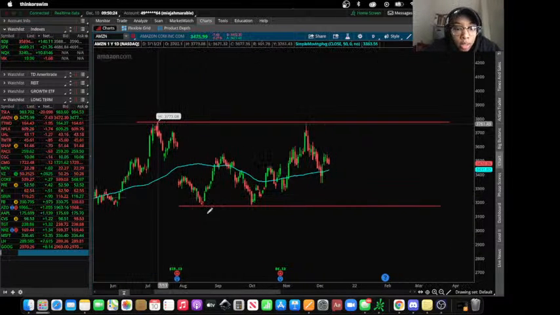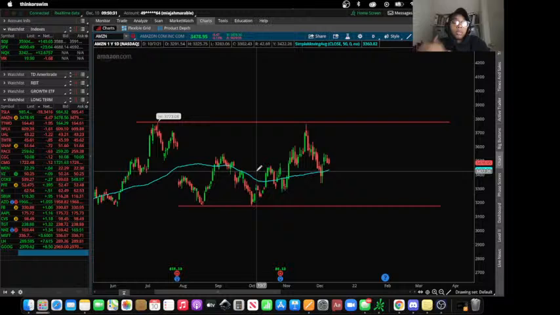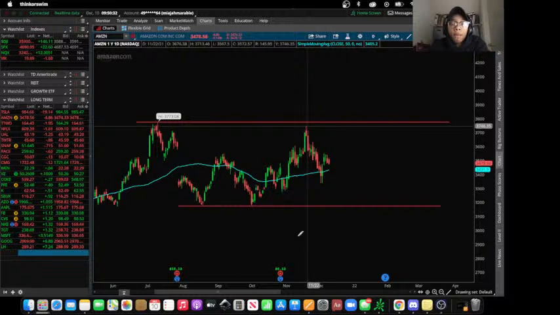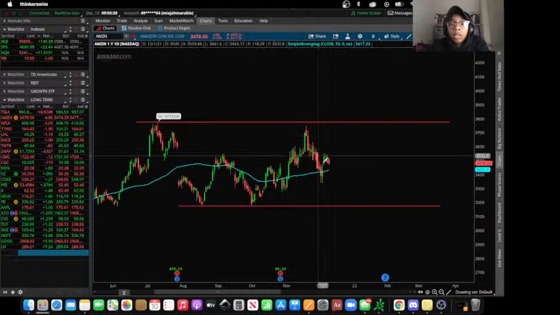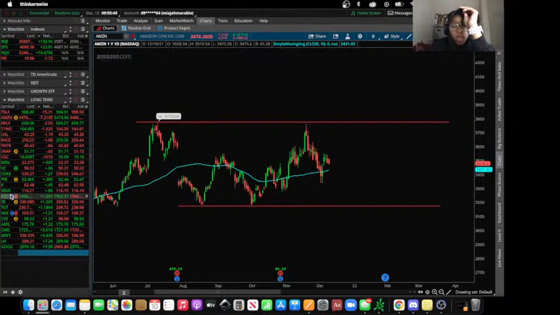Amazon is ranging, honestly. It's not really doing anything. Nothing too significant. If you were to day trade this though, or just swing trade it, you could get in for a sale here, taking it to the downside. Let's see. I know Netflix was also down because of the AWS. So I have Netflix on here. Let's see. There we go.